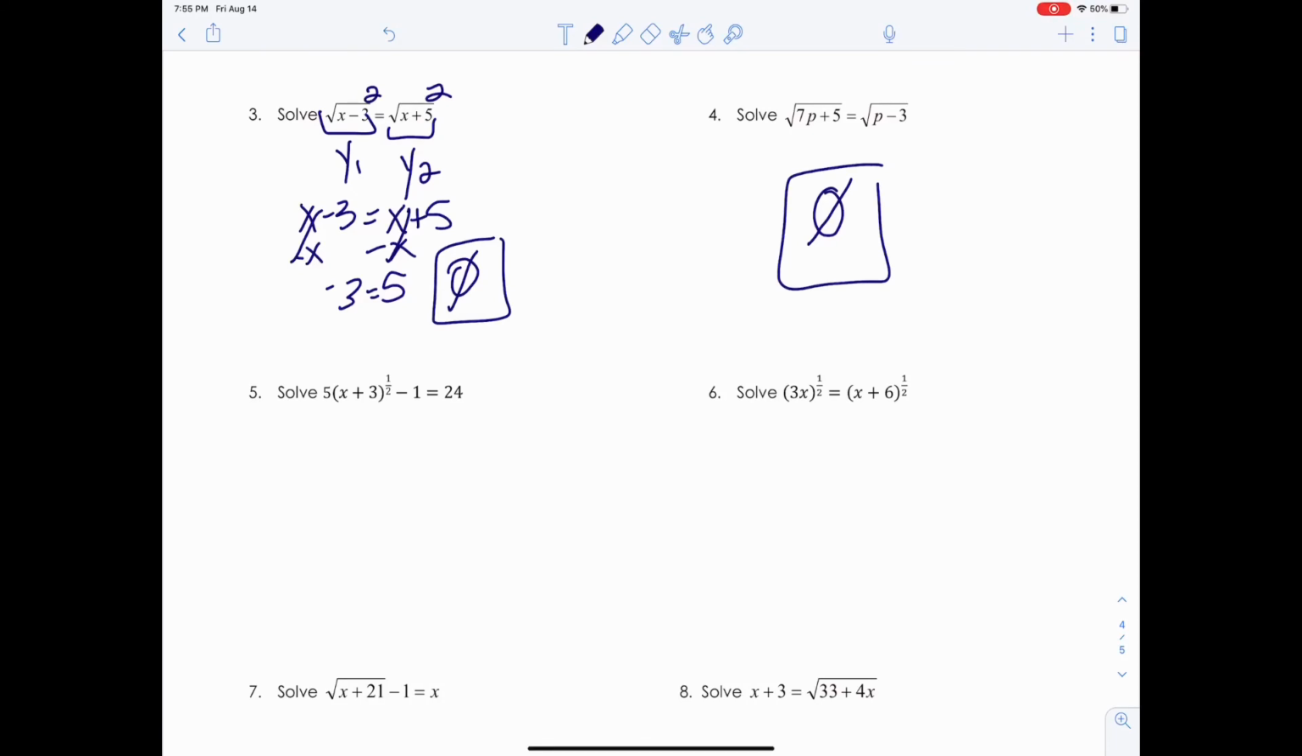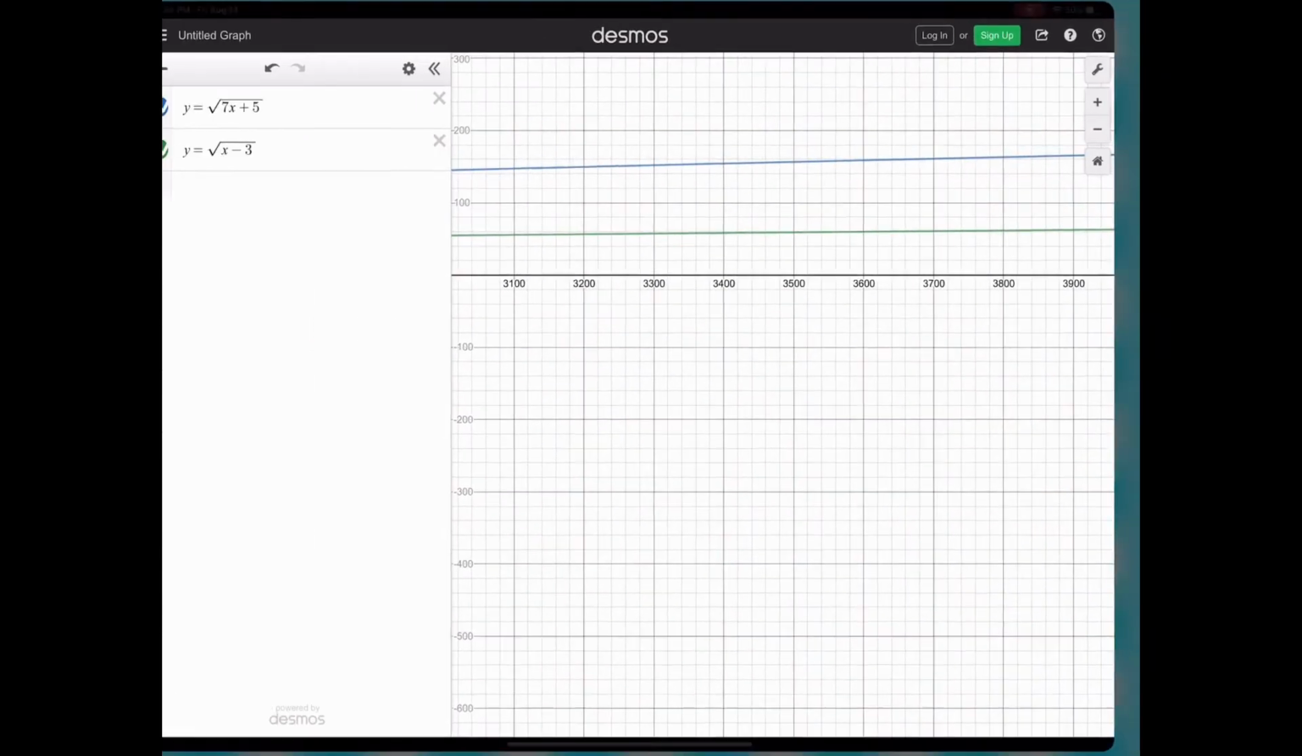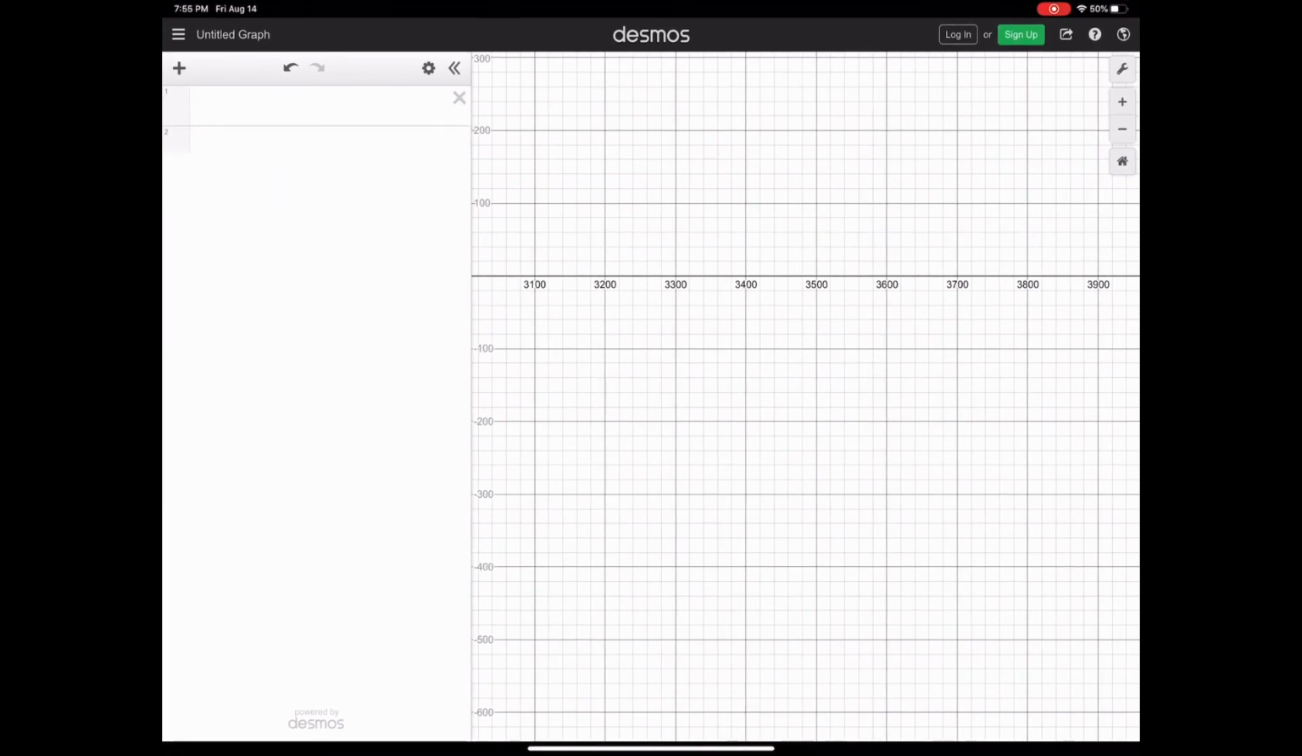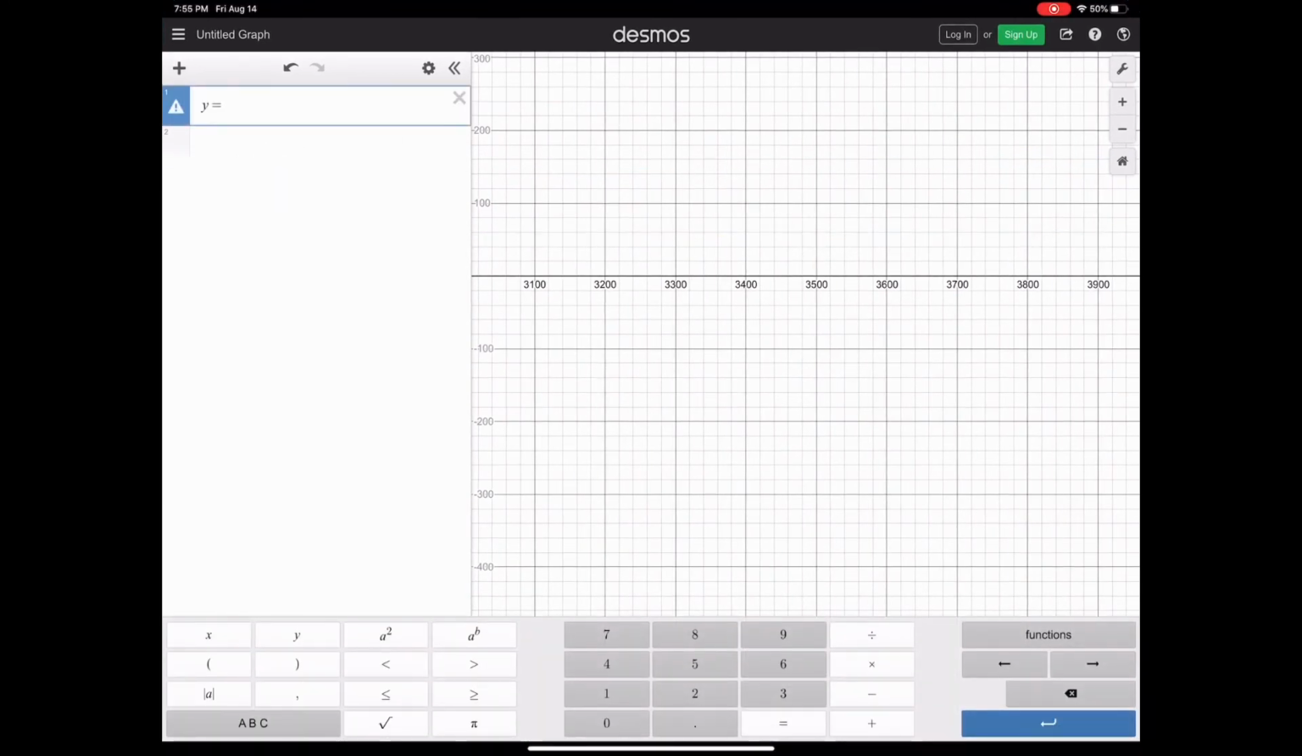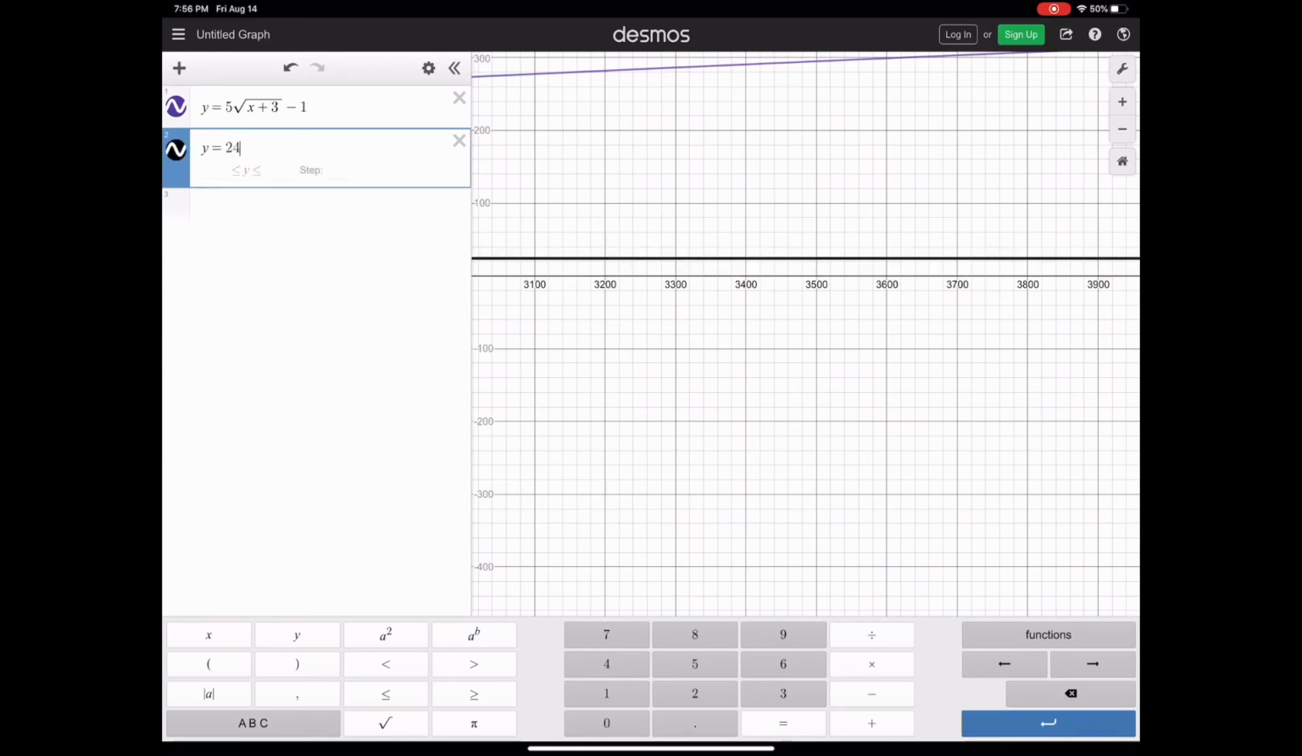Okay, remember, if something is raised to a half power, like right here, that is really the square root of x plus 3. Okay, so that's what we would type in here. So 5 square root of x plus 3 minus 1, make sure you put that 1 on the outside. And always put y equals. It's a very good habit to get into, to always put that y equals. So we've got the 5 square root x plus 3, and you could still raise it to the 1/2 power. That would still work in Desmos. Minus 1, there's one equation, and then we have y equals 24.